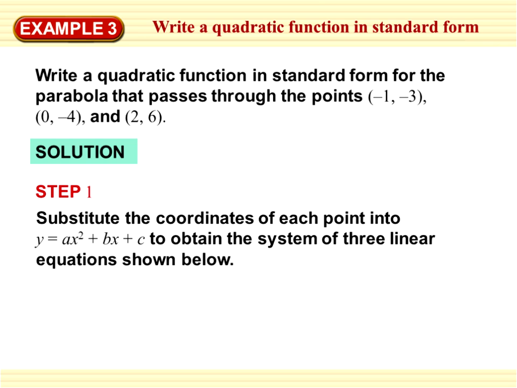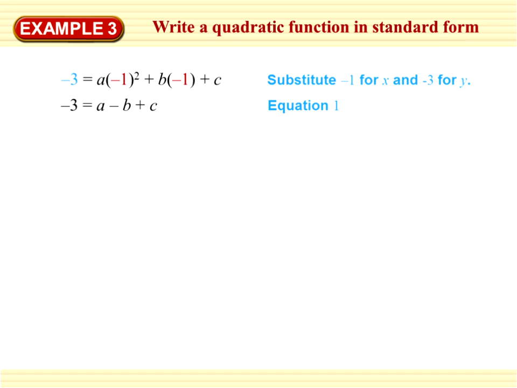Well, we're going to use our standard form, y equals ax squared plus bx plus c, and we're going to set up a system of 3 linear equations. So we're going to remember these points. And those points are, and you want to go ahead and write those down, negative 1, negative 3; 0, negative 4; and 2, 6. So here we go. We're ready to get started.